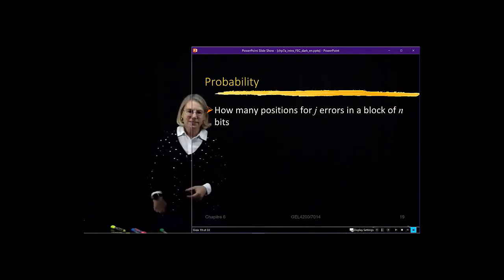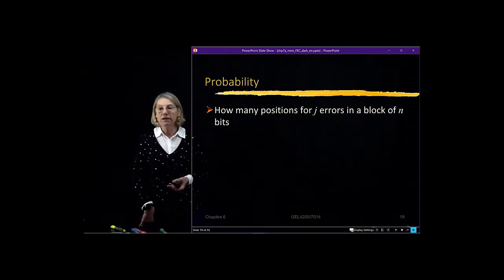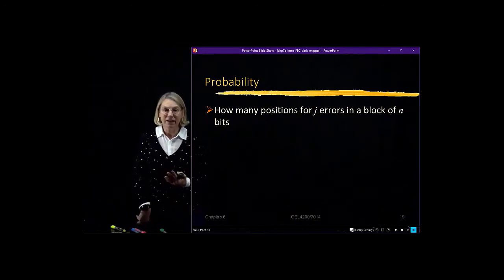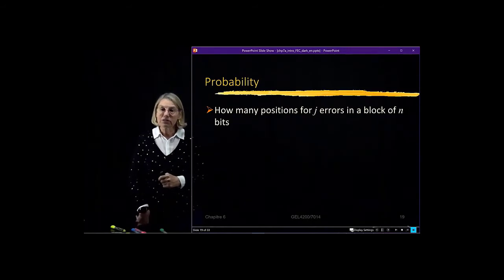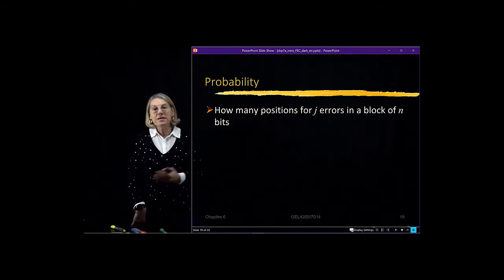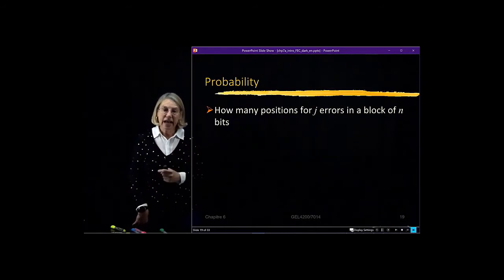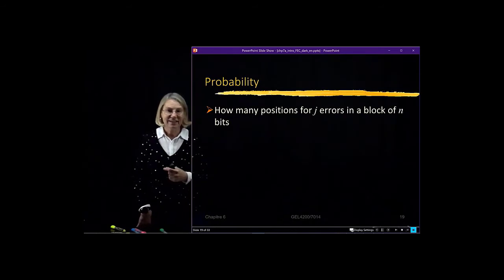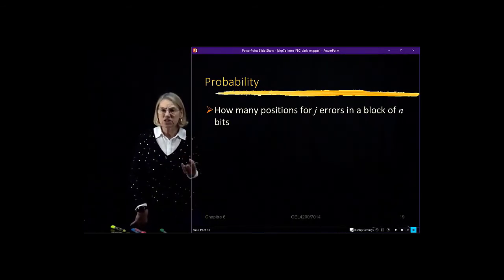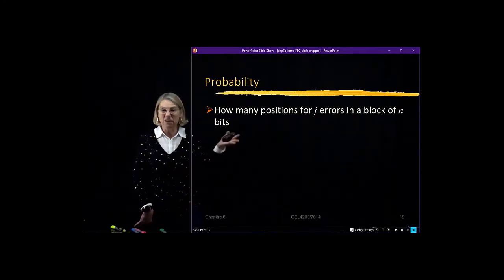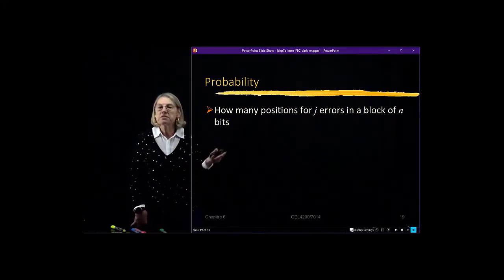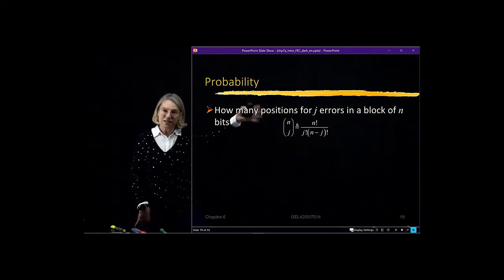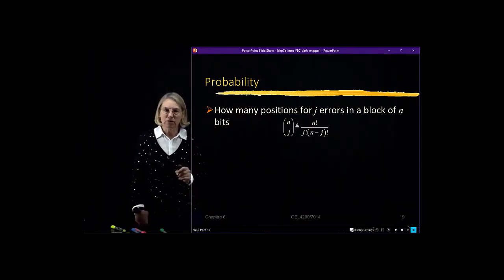So you can ask, how effective is adding one parity bit? How much good do I get? Can I quantify how much better I'm doing? So we can calculate the probability that I will detect an error, or that I will miss detection of an error. So let's look at how I would do that. In probability theory, it's a combinatorics question. The first question I'll ask myself is, suppose that there are j errors in a block of n bits. How many positions are there? That's easy. That's n choose j, the binomial coefficient.